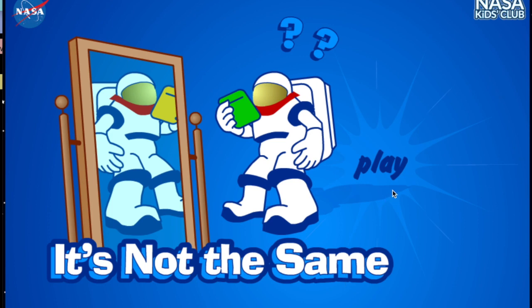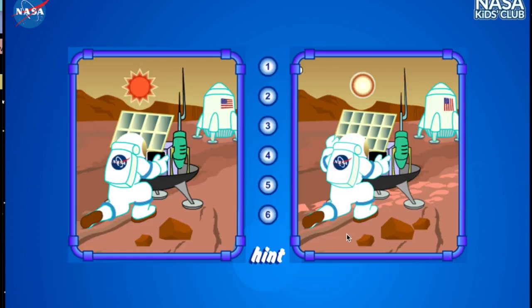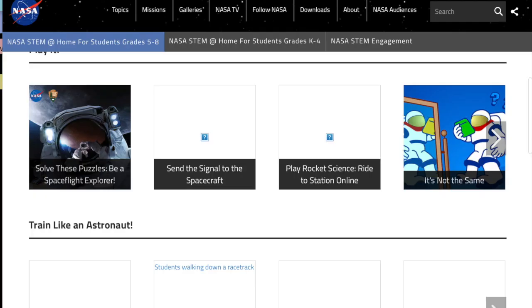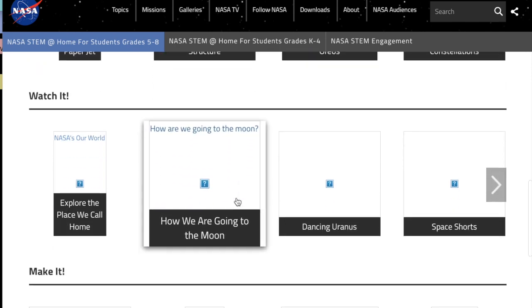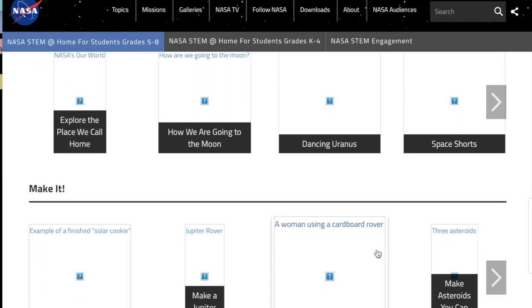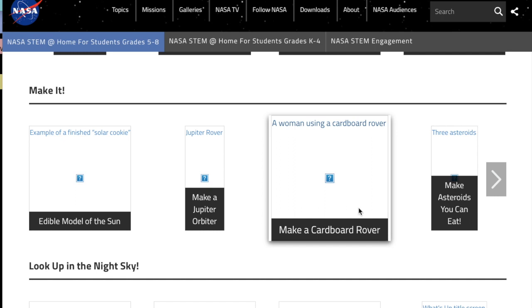For example, this one here, if we could just click on it. So you're going to play It's Not the Same. So this is just where they've got to find out the differences between each one. It's not as interesting as another one that I had just before. It was about drawing the graphs. You could make a cardboard rover.